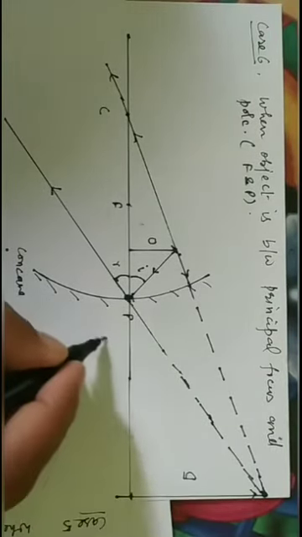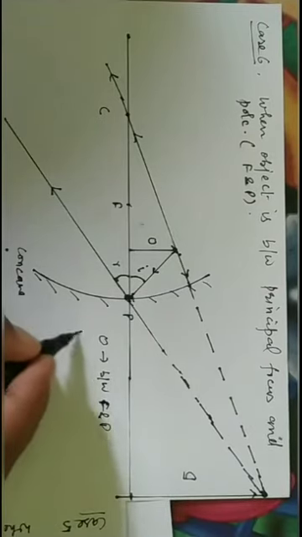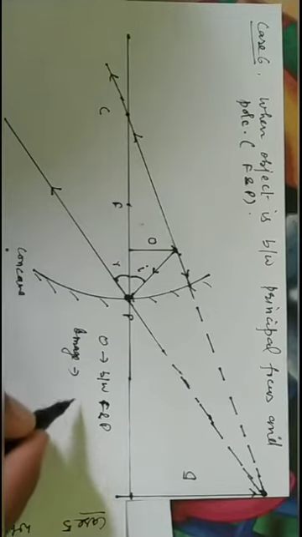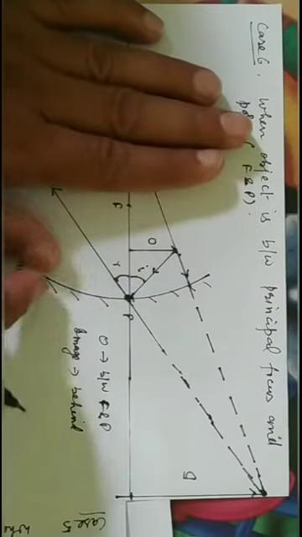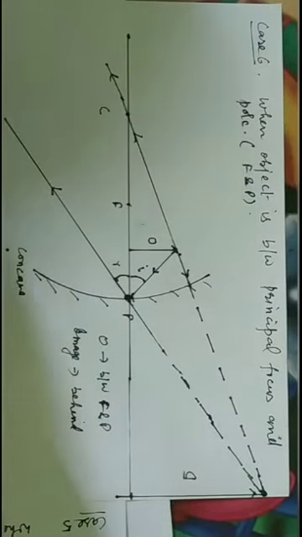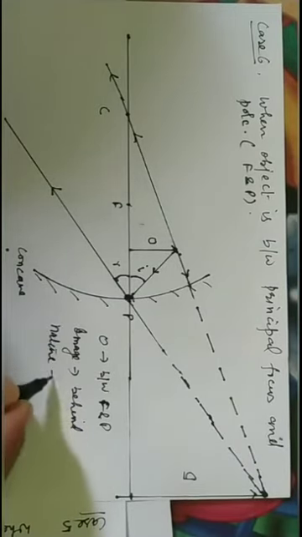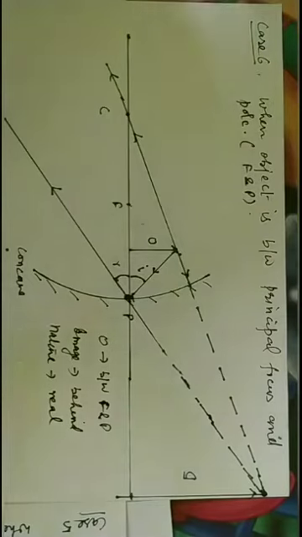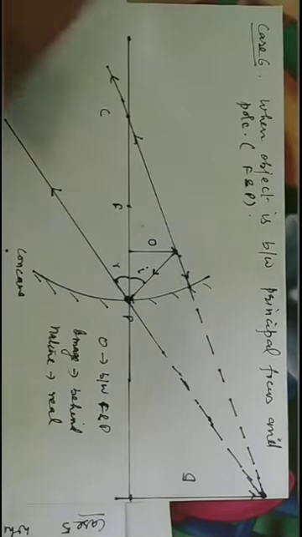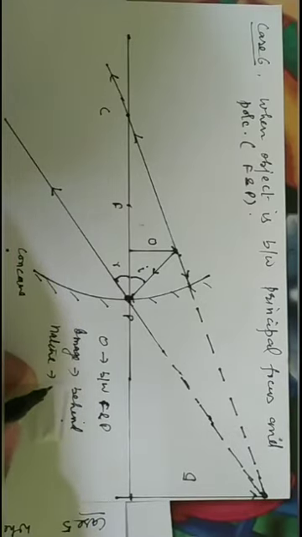So when your object is between the principal focus and pole, your image is behind the mirror. This is the front portion of the mirror, and the image falls behind the mirror, as in the case of a plane mirror. So the nature of the image is virtual.